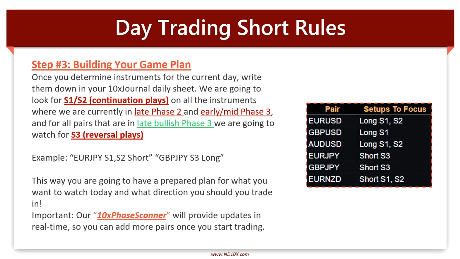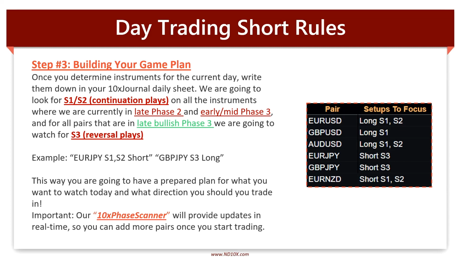Step 3. Building your game plan. Once you determine instruments for the current day, write them down in your 10x journal daily sheet. We are going to look for S1 and S2, continuation plays, on all the instruments that are currently in late phase 2 and early to mid phase 3 bearish. And for all pairs that are in a late bullish phase 3, we are going to watch for S3, so reversal plays. For example, Euro Yen S1 and S2 short, Pound Yen S3 long.